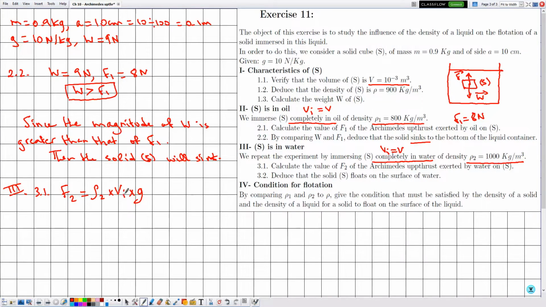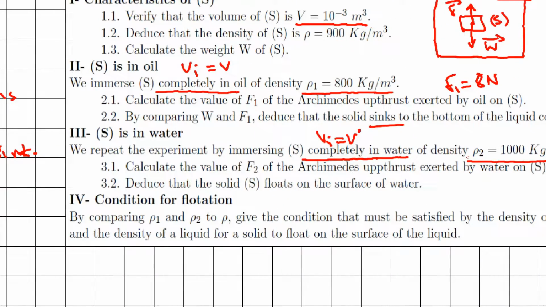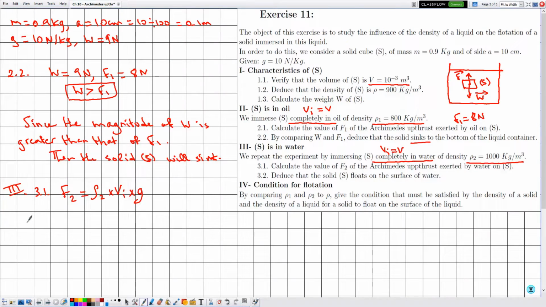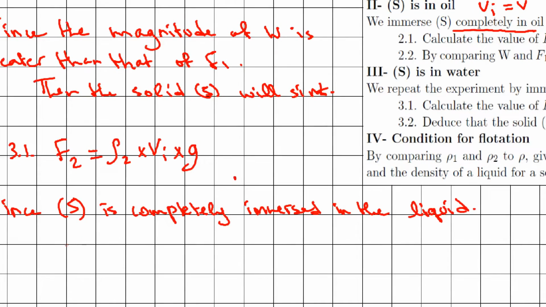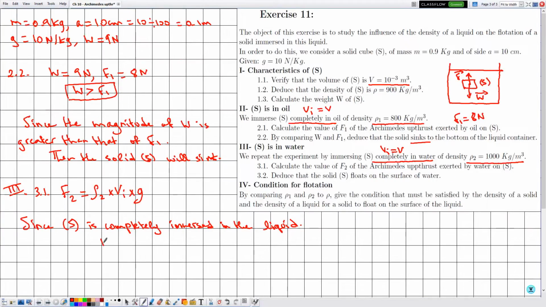Now, what does Vi represent? It's the volume of the immersed part, because it's completely immersed in water, so Vi is equal to V. So let me mention that since S is completely immersed in the liquid, they usually give a half a mark for this statement. Then Vi is equal to V.